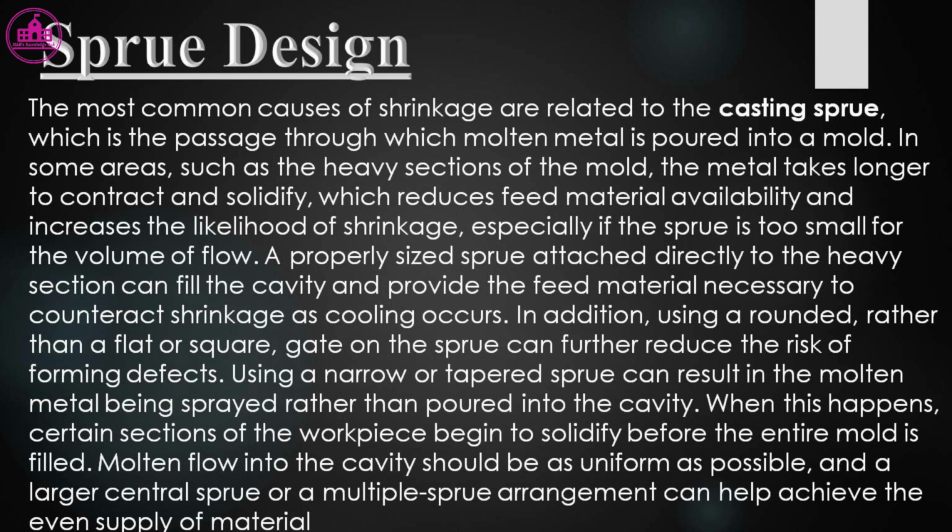In addition, using a rounded, rather than a flat or square, gate on the sprue can further reduce the risk of forming defects. Using a narrow or tapered sprue can result in the molten metal being sprayed rather than poured into the cavity. When this happens, certain sections of the workpiece begin to solidify before the entire mold is filled. Molten flow into the cavity should be as uniform as possible, and a larger central sprue or a multiple sprue arrangement can help achieve the even supply of material.